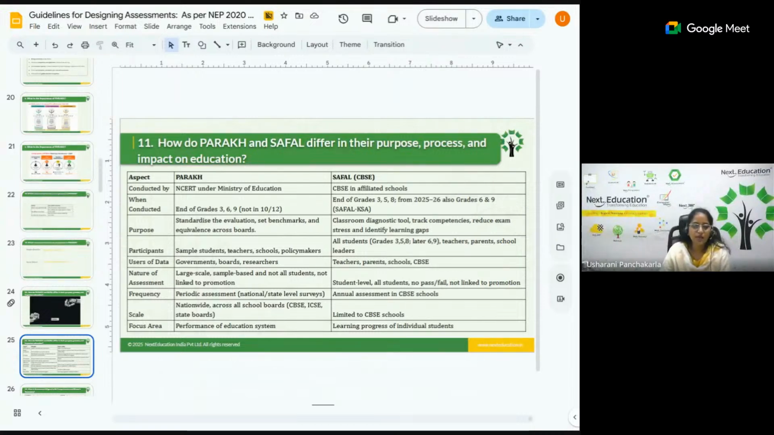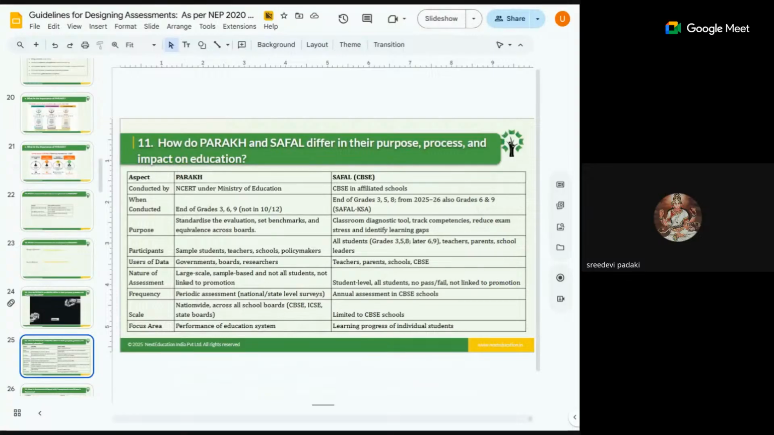So Sridevi, are you a teacher or a parent? I was a teacher, now I'm an academician, almost on the verge of retirement. So when parents come and ask, what is the answer that we can give?